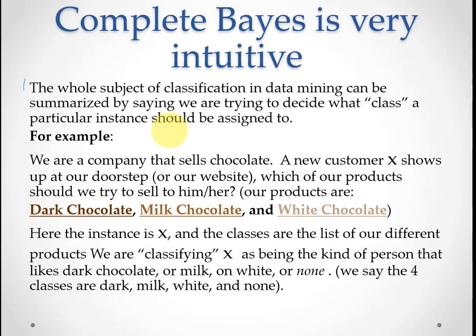So here the instance is X, and the classes are the list of our different products. We are classifying our instance X as being the kind of person that likes dark chocolate, or milk chocolate, or white, or maybe we'll even include the category of none. We say that the four classes are dark, milk, white, and none.